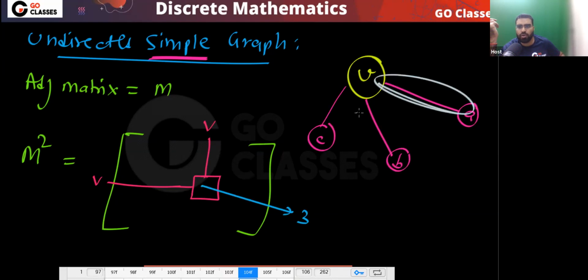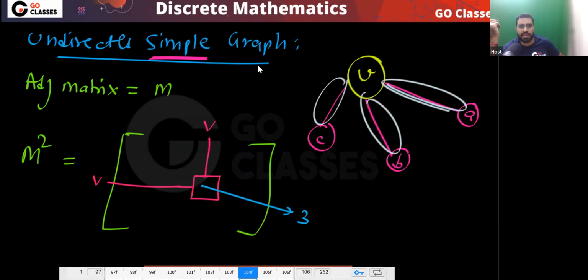Walk of length 2, walk of length 2, walk of length 2. So this entry will be 3, or not? So this is the degree of V, or not? Let me know. Is this clear? So very simple. This first application, is this clear?